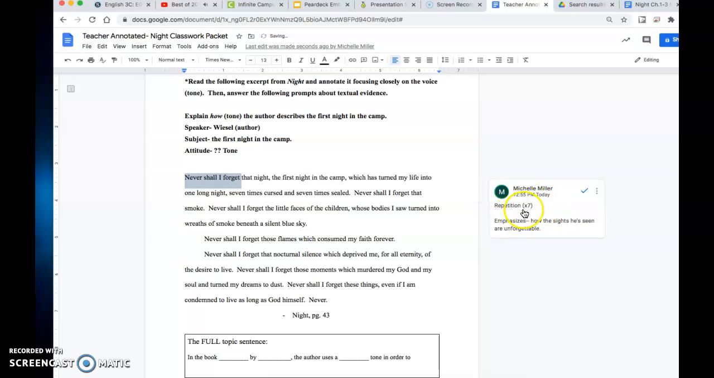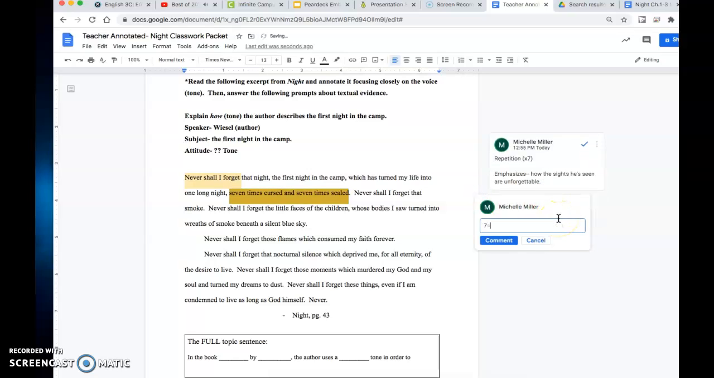So the only reason that I counted how many times he repeats "never shall I forget" is because in the same sentence it says 7 times sealed and 7 times cursed and 7 times sealed. Is it coincidental? Not sure. But after looking this up on the internet, I found out that 7 is a really religious number. And we know that Elie is super religious. So maybe it's a coincidence. Maybe it has something to do with his religion.